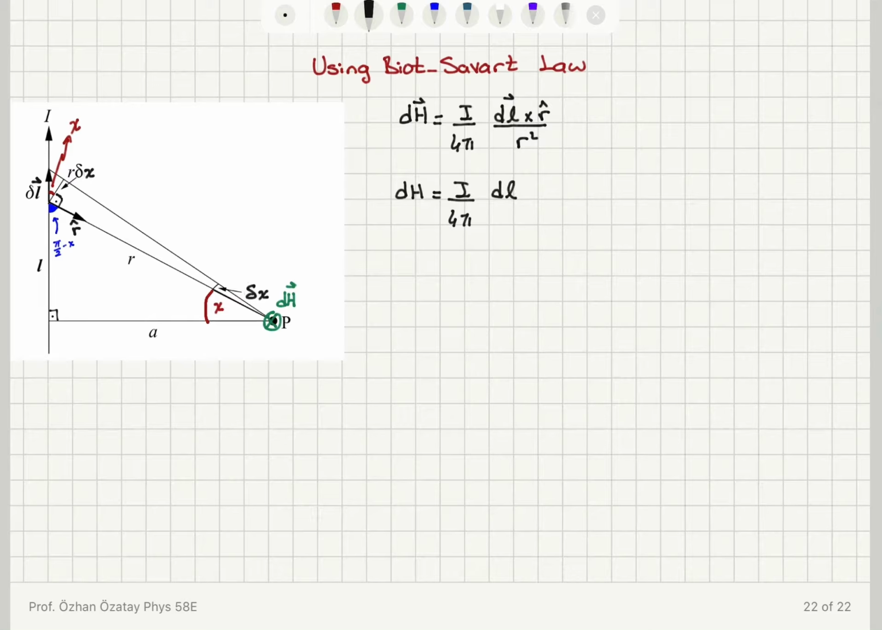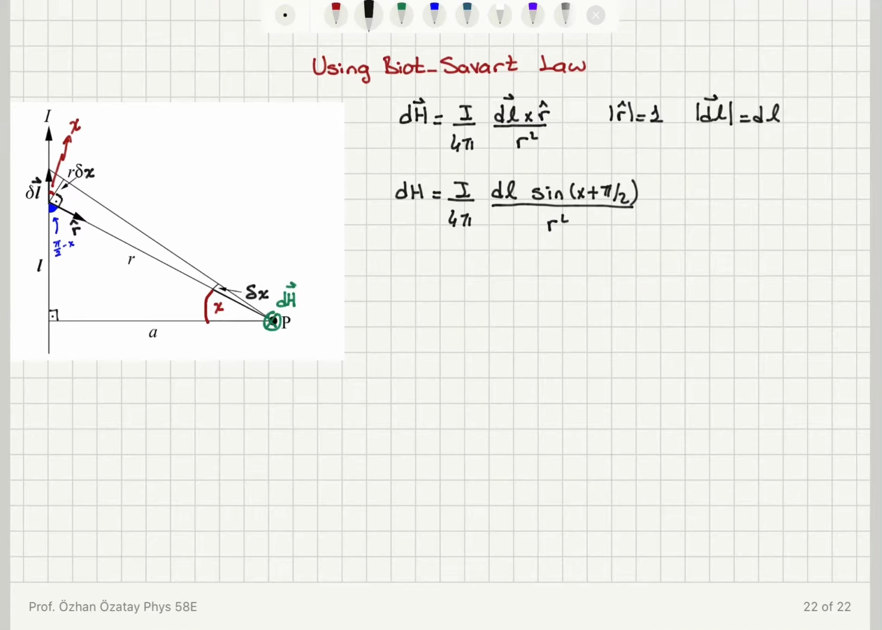Okay, so the magnetic field dH will be I over 4 pi in magnitude dl. The magnitude of r hat is 1. The magnitude of the dl vector is dl. And the angle between them is x plus pi over 2. So it's going to be sine of x plus pi over 2 because it's a cross product, divided by r squared.